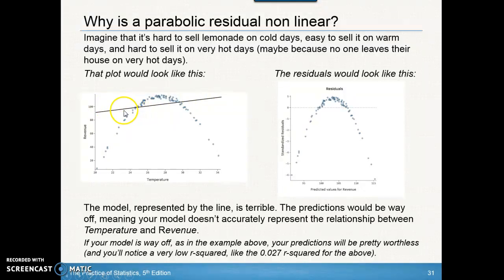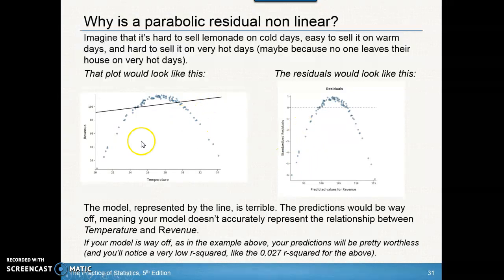Now, remember I said whenever you're doing your residual plot, basically what you're doing is you're taking this axis and you're kind of tilting it to make this look like the line y equals 0. If you notice, you're going to have a whole bunch of residuals below, a cluster above, and then a whole bunch below again. So notice that's what's happening over here. Your residuals are forming a pattern, and this is basically telling you that the model represented by the line is terrible. The predictions would be way off.